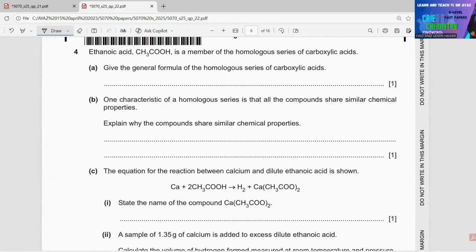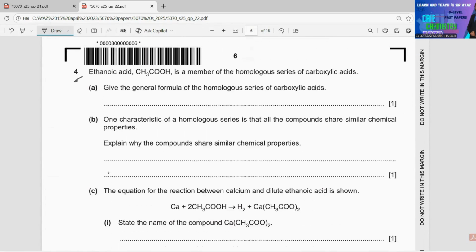Question number 4. Ethanoic acid CH3COOH is a member of the homologous series of carboxylic acid. Give the general formula of the homologous series of carboxylic acid. This is something which you have to learn by heart. It's CnH2n+1COOH.